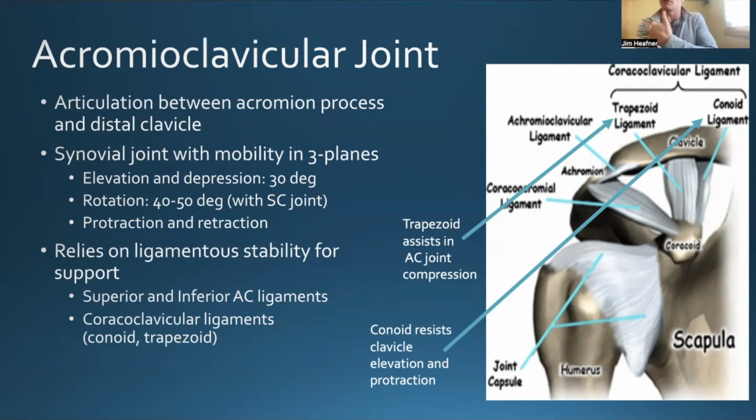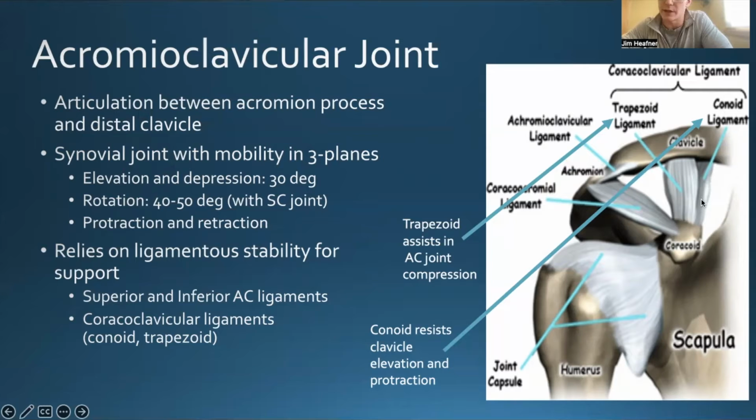That protraction and retraction motion gets disrupted when the AC joint gets disrupted. This joint relies on ligamentous stability for support. There are superior and inferior AC ligaments, and there are also the corticoclavicular ligaments, which are very important. Those corticoclavicular ligaments are the conoid and the trapezoid ligament.